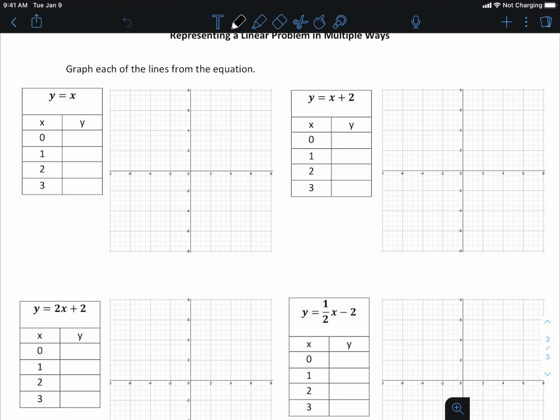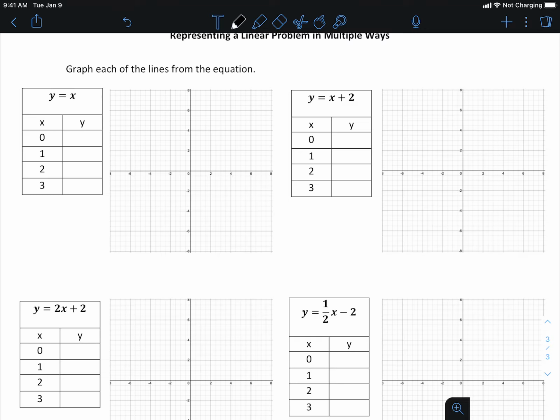All right, so here's what we got. This is as easy as it gets. Y equals X. It looks confusing, but it's as easy as it gets. Basically, this is an equation, right? We've talked about what those are, right? The rule is, here's the rule.